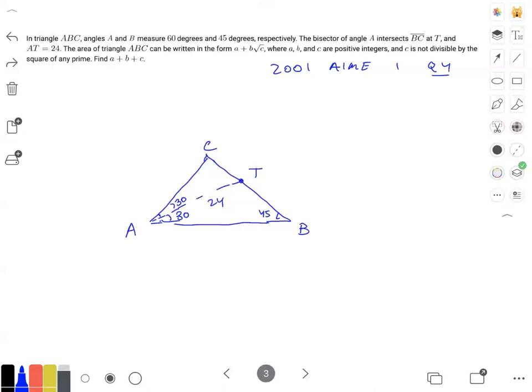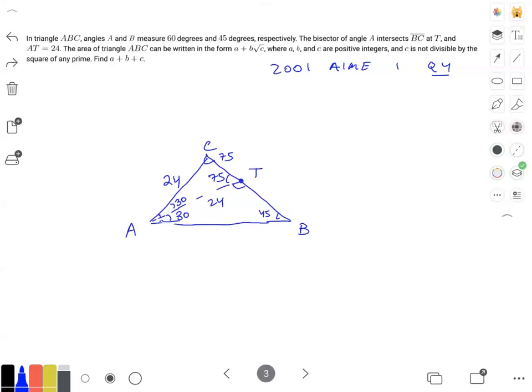Okay, so first, let me do some angle tracing. I have a 30, I have a 45, so I know that this has to be 105. So I know that this has to be 75. Basically, that's, I think, the exterior angle theorem. And if this is 75, this must be 75 as well. So I guess ACT is isosceles, meaning that this is 24. Let me make that 75 go over there. Okay, so now if this is 24, what can I do?